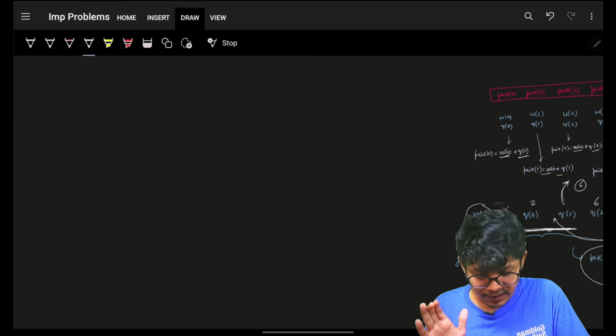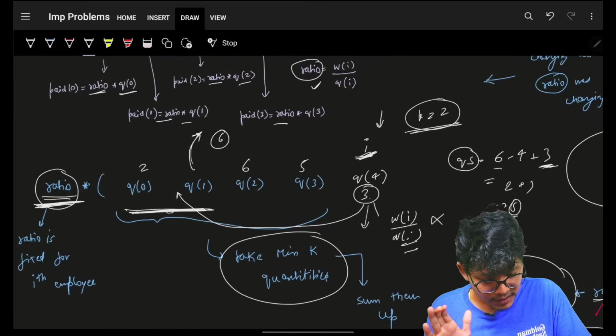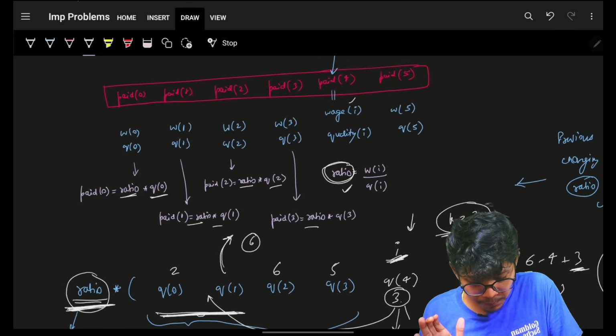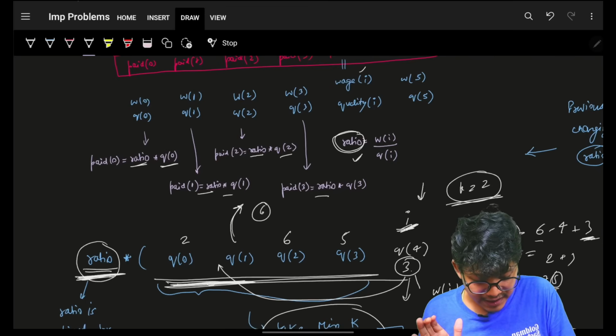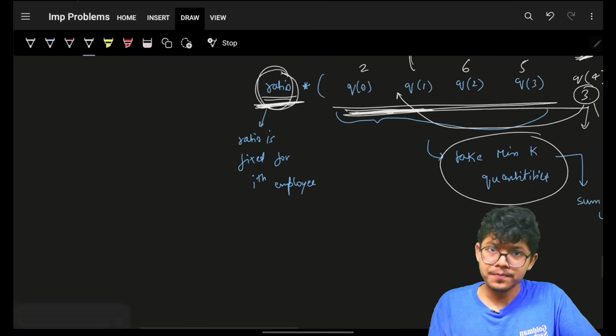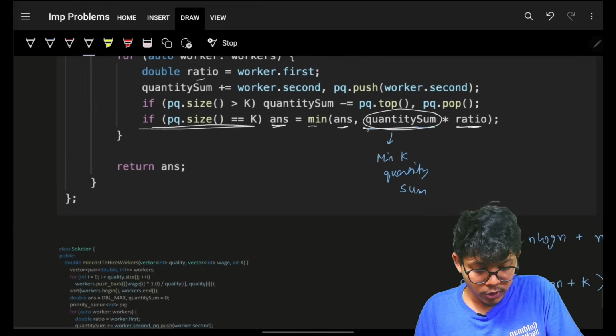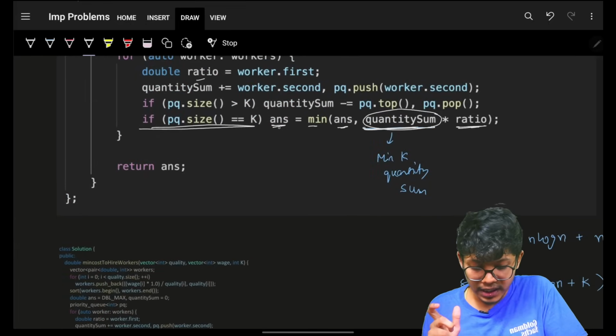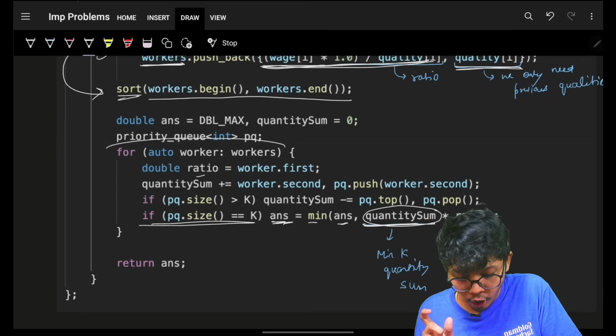If you remember, my answer will be nothing but the quality sum, whatsoever minimum k qualities I have, multiplied by the ratio. That will be my answer. So this will be quality sum multiplied by ratio, and that's how I will minimize my answer, by going on to all the workers.